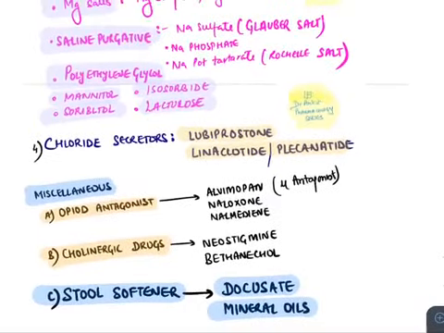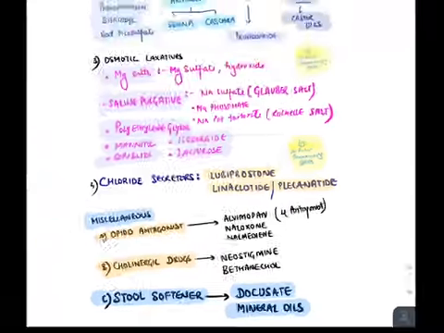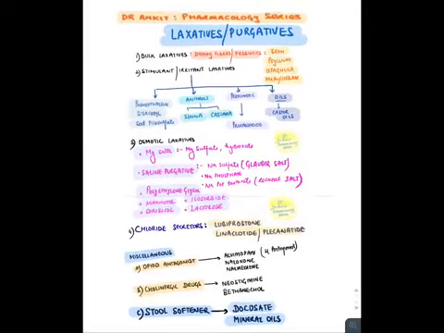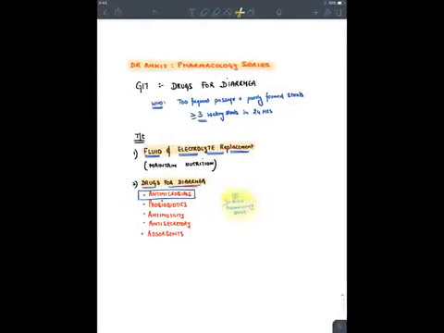Naloxone, nalmefene, these are used in opioid induced constipation. Then we have cholinergic drugs like neostigmine and bethanechol. They increase intestinal contraction. They are given in post-operative paralytic ileus. Then we have stool softeners, docusate and mineral oils. So this is the complete list of the drugs which are known as laxatives and purgatives.